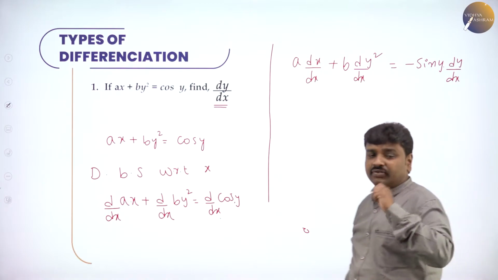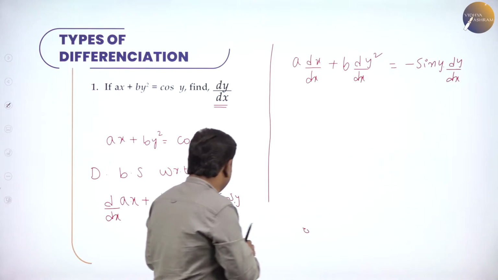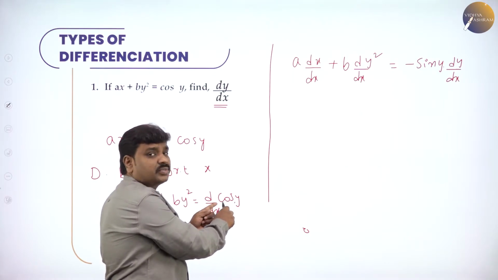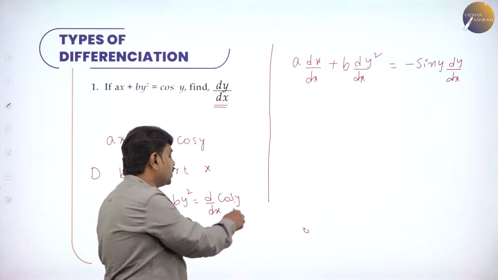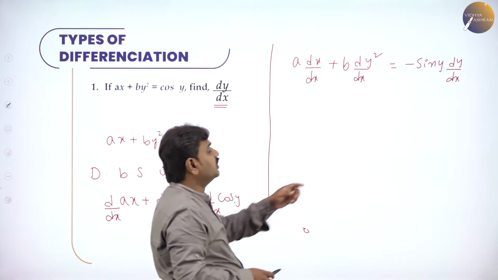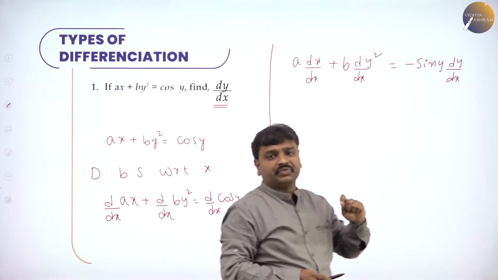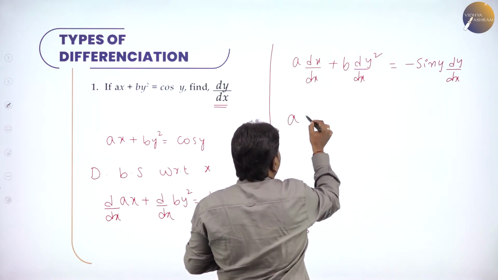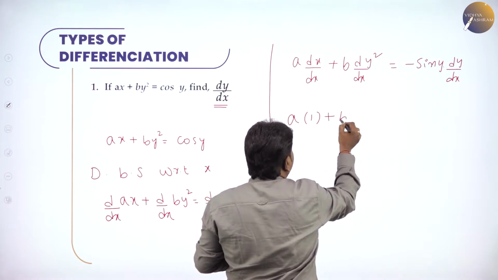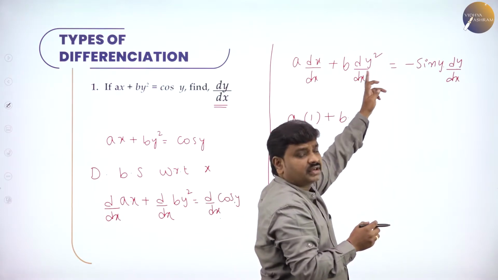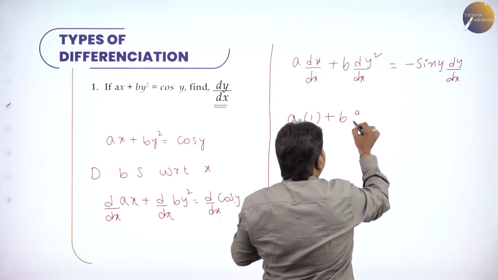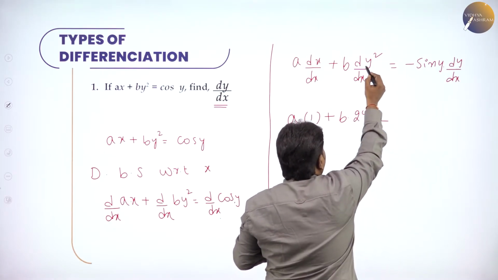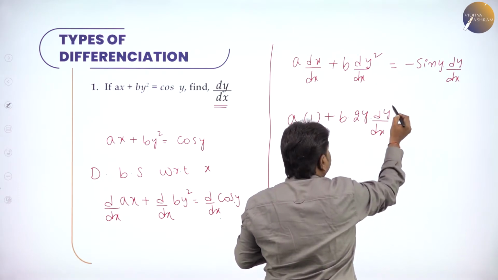Please understand carefully. Here we are differentiating cos y with respect to x. So that's why the derivative of cos is minus sin y into the derivative of the internal function. What is the internal function? y, into d by dx of y, chain rule. So now further, a into what is d by dx of x? 1, plus b into what is d by dx of y square. So d by dx of y square is 2y into d by dx of the internal function. With respect to x, y is treated as a function.